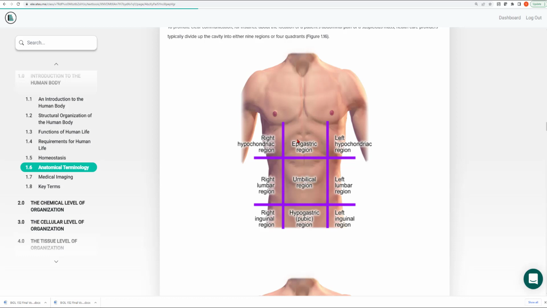What you can't see in this particular diagram is that the stomach is right about here where I'm drawing my pointer. So you're kind of on top of the stomach in the epigastric region.